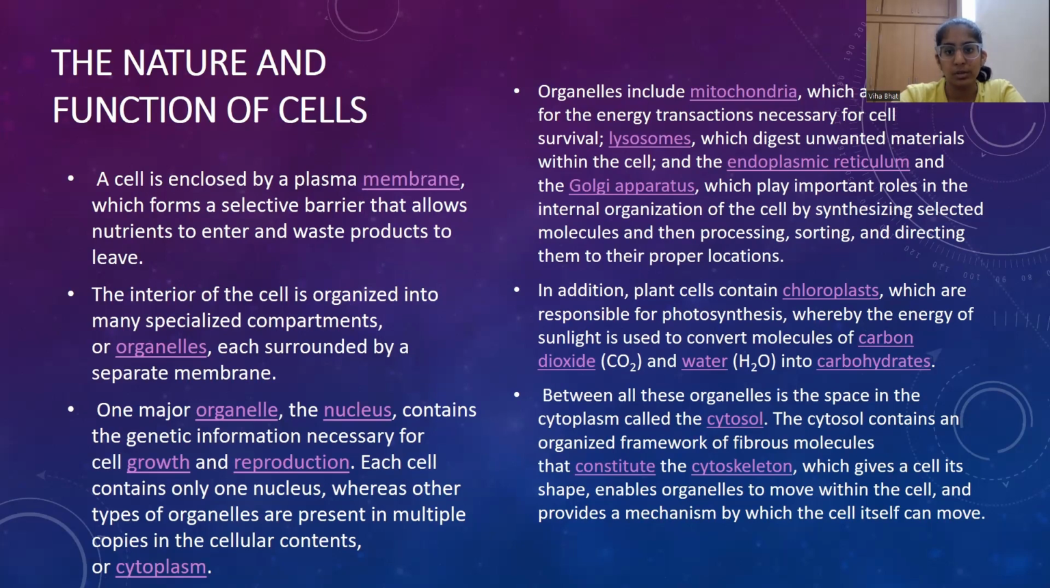Organelles include mitochondria, the powerhouse of the cell; the energy transactions necessary for the cell's survival are taken care of by mitochondria. Next are the lysosomes, which digest unwanted material within the cell, and the endoplasmic reticulum and the Golgi apparatus, which play important roles in the internal organization of the cell by synthesizing selected molecules and then processing, sorting, and directing them to their proper locations. In addition to this, plant cells also contain chloroplasts, which are responsible for photosynthesis.